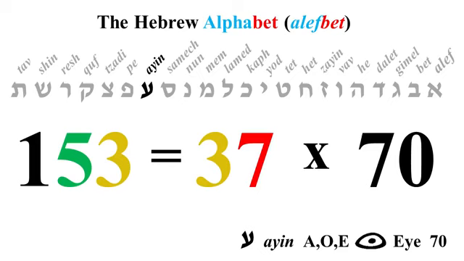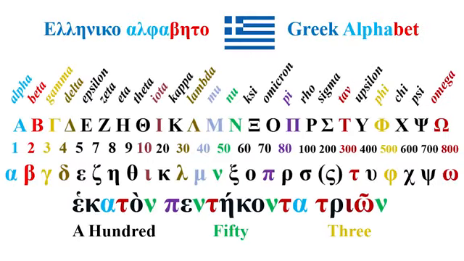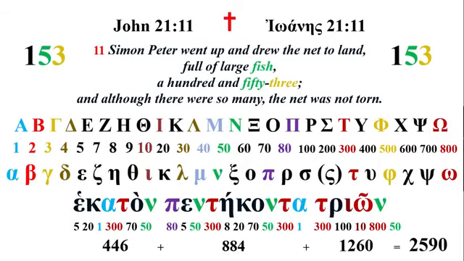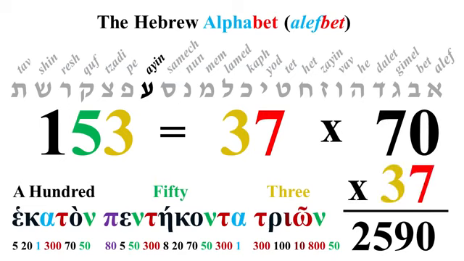Let's look at it in the Greek. I can't read it because it's Greek. It's all Greek to me. But here is the phrase 153 in Greek. And remember, Greek has their own version of gematria. They call it isopsephy. So if we plug in all the numbers for the letters in 153, add them together, they come out to 2,590. And 2,590 equals 37 times 70.